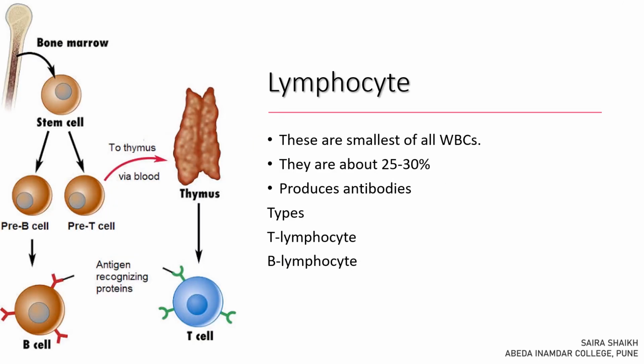Student, look at the figure to understand what a lymphocyte is, what the types of lymphocytes are, and how they are produced. These are the smallest WBCs. They are about 25 to 30% of the total count of WBC. Lymphocytes are produced by bone marrow cells. Bone marrow cells have stem cells. Stem cells produce two types of lymphocytes, B lymphocytes and T lymphocytes.